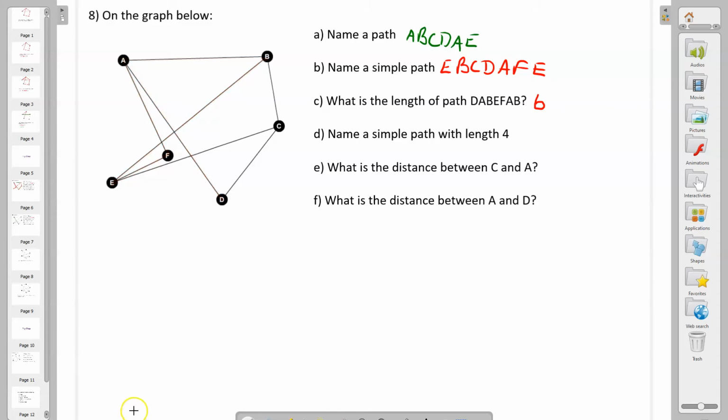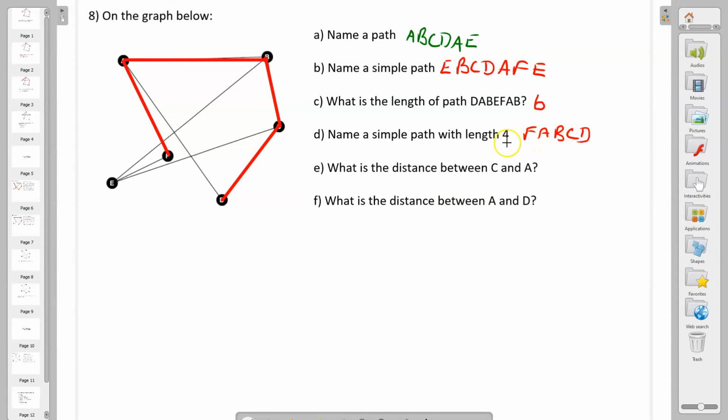Now we're asked to name a simple path that has a length of 4. That shouldn't be too difficult for us to do. We can start at any point. 1, 2, 3, 4. It's a simple path because we haven't repeated any of the edges that are included in this graph. So the path that we created was F, A, B, C, D. And we can see it's got 5 vertices and 4 edges.